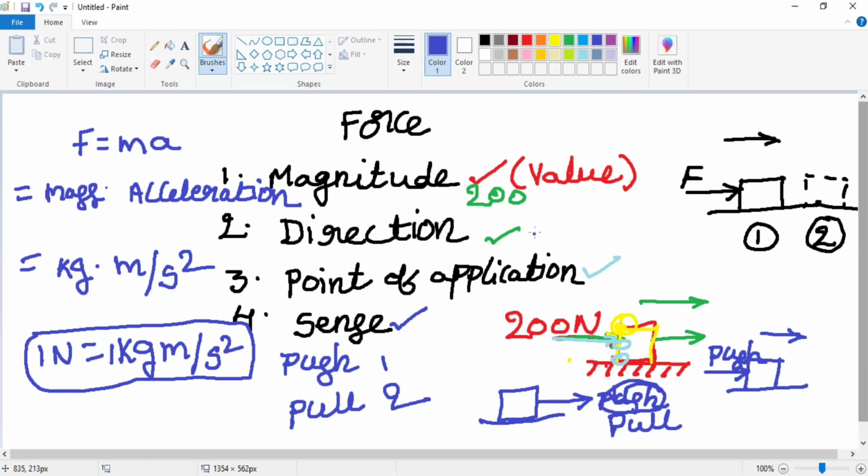So this is about the characteristics and the basics of force.